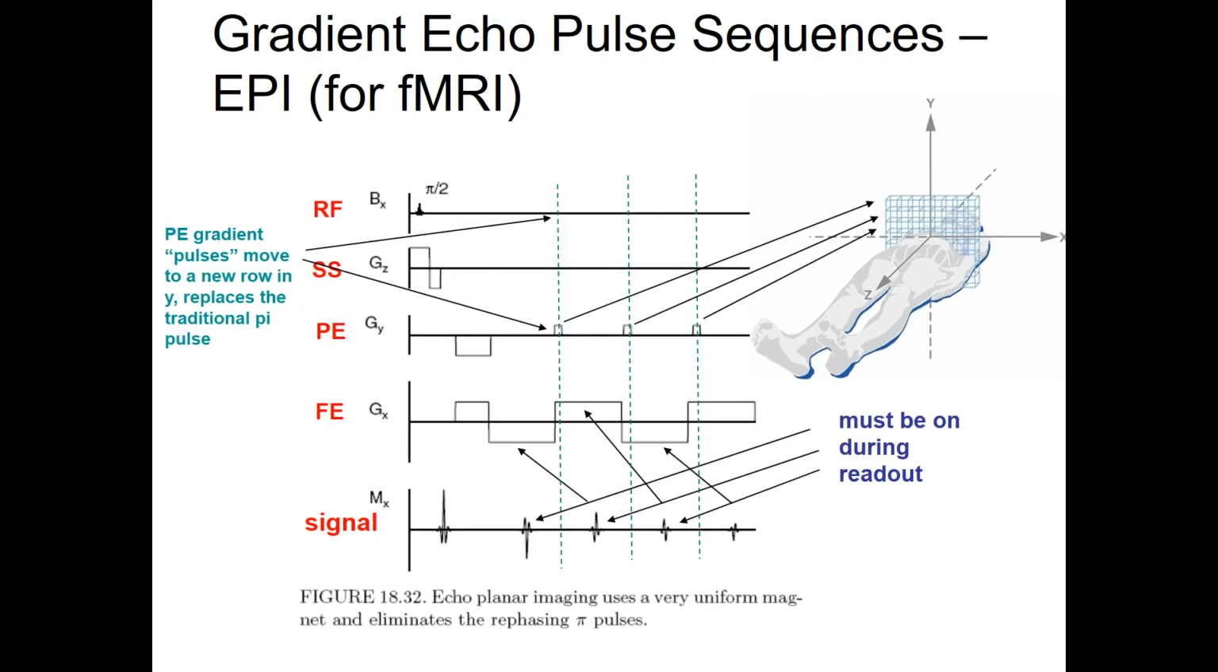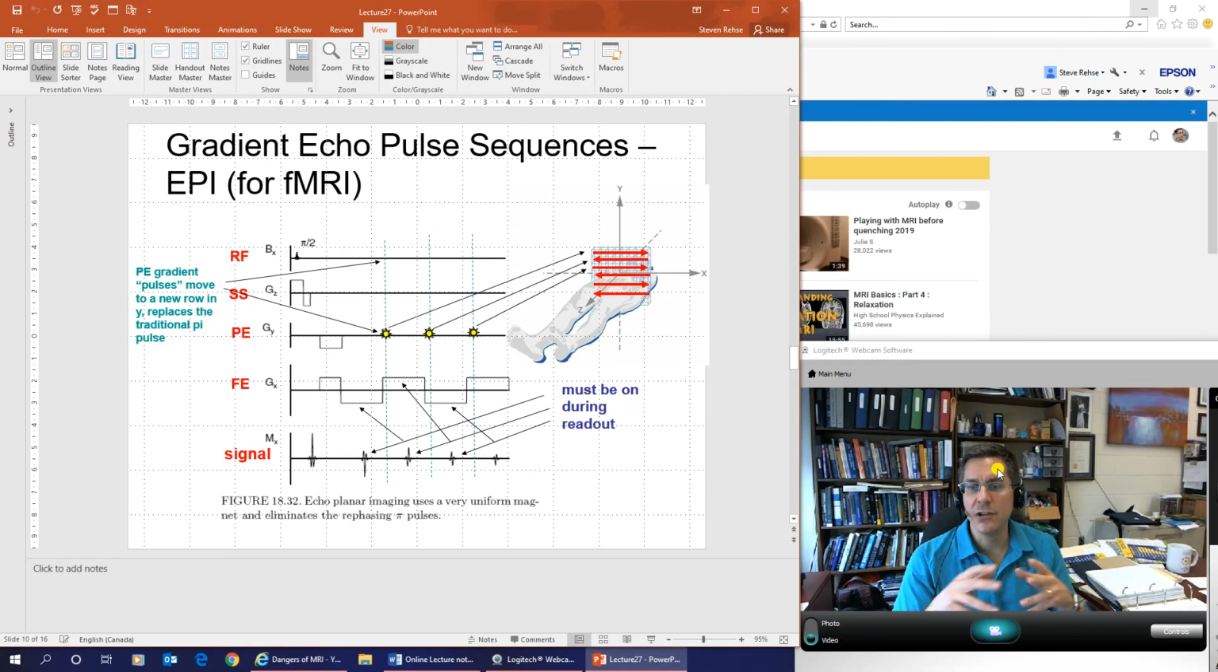Got an animation here that looks a little better. This is a gradient echo pulse sequence. This is called EPI, so it's actually echoplanar imaging. And the reason we're talking about that, and we have to do that in this lecture, is we have to understand how fMRI works.